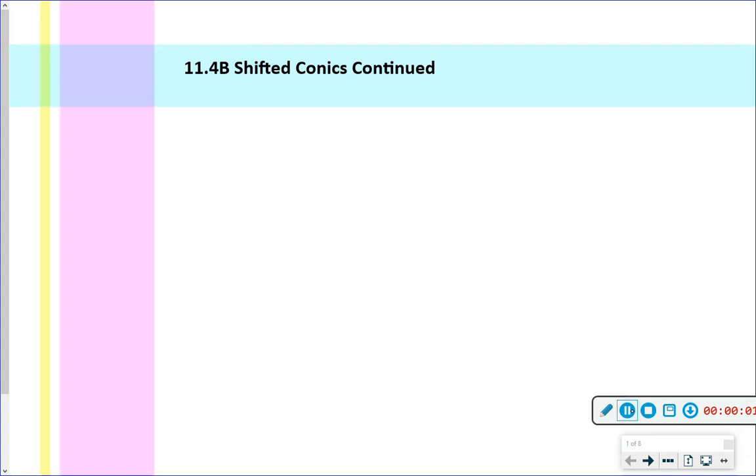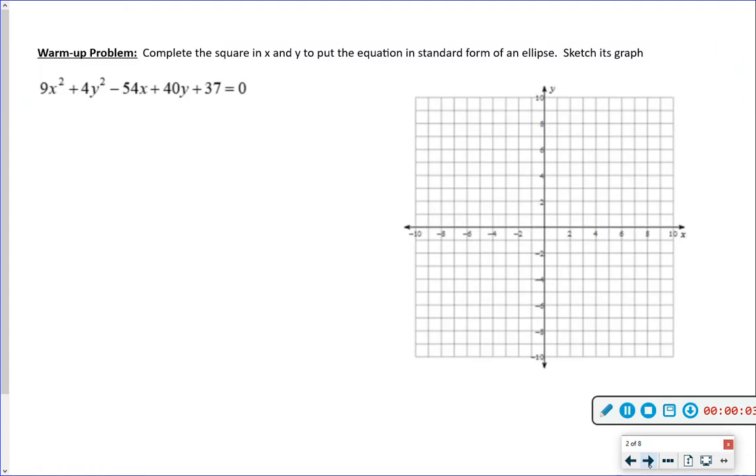Out what type of conic we're going to be working on. The bad news is very few are in standard form. There's a lot of completing the square today. Yay! All right, so let's practice it. Complete the square in x and y to put the equation in standard form. And, of course, sketch it.